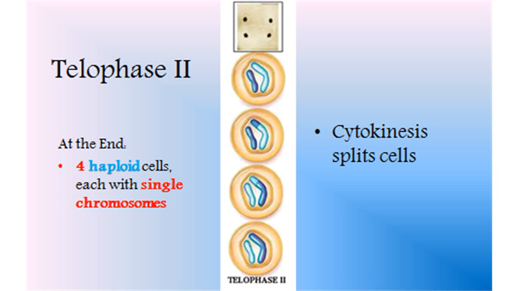So at the end of telophase 2, you have 4 haploid cells, each of which contains a single chromosome. There are no pairs of anything, no pairs of homologous chromosomes, no pairs of sister chromatids, everything single and on its own.